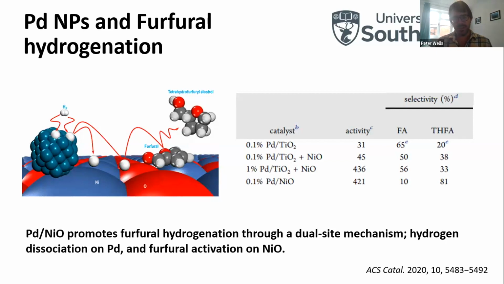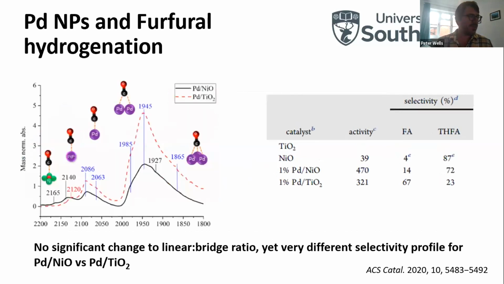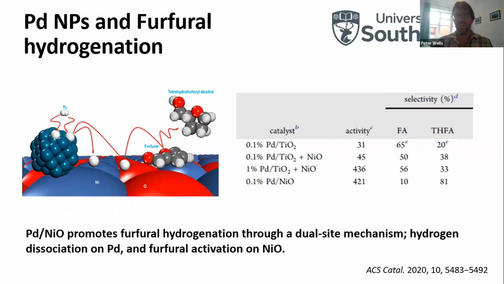So then we made some catalysts of very different loading. We made 0.1% palladium on nickel oxide and 0.1% palladium on titania. Looking back at the activities on the slide below, titania was about 320 and 470 for the one on nickel oxide. You can see here a tenfold decrease, which is what you'd expect if palladium provides your active site. But for the 0.1% palladium nickel oxide, we essentially maintain very similar activity.